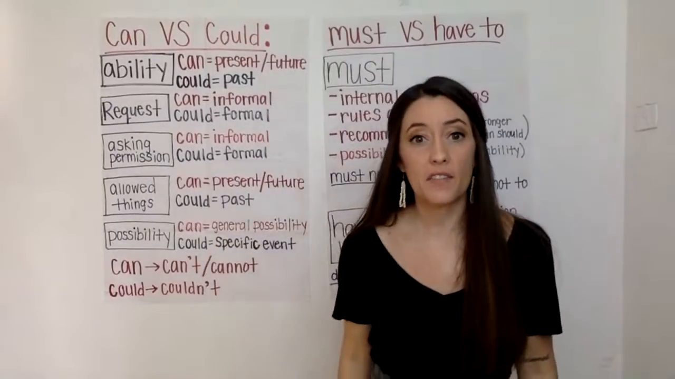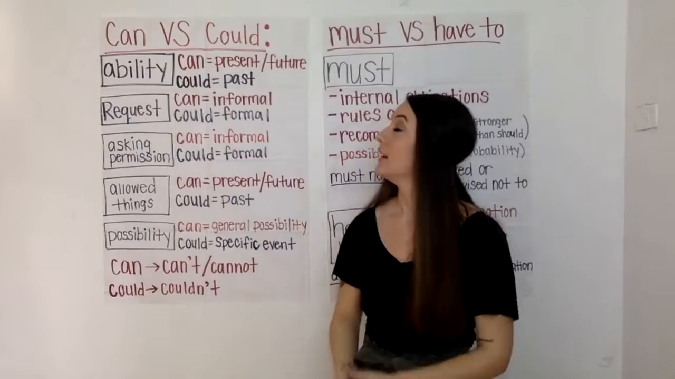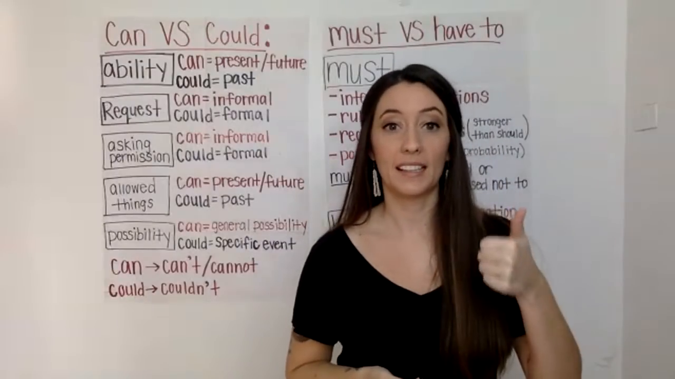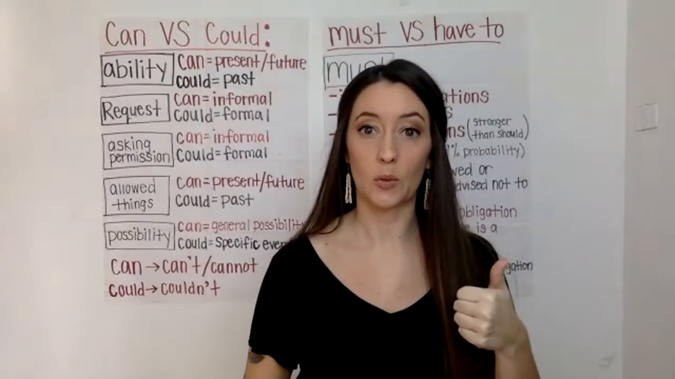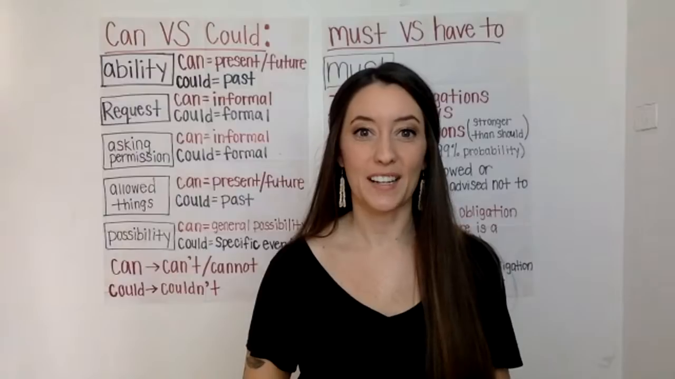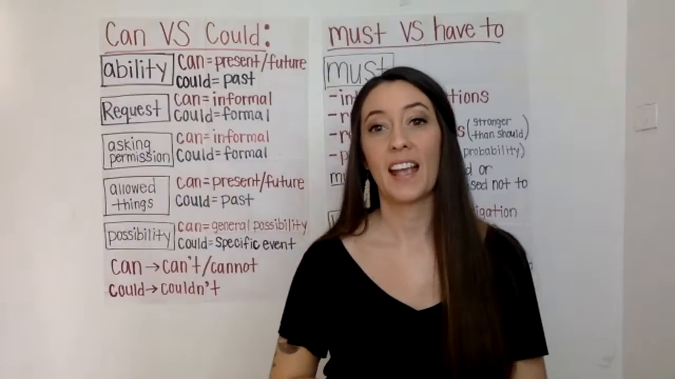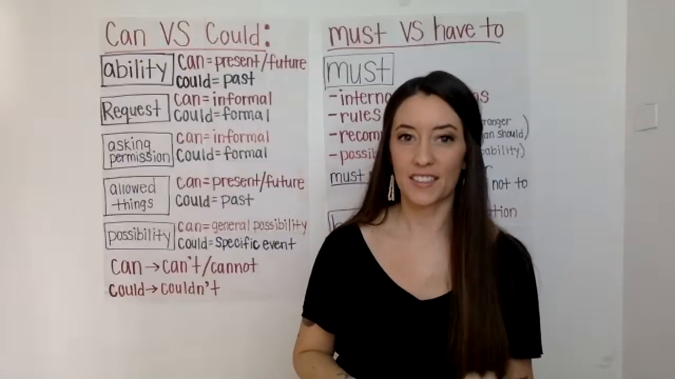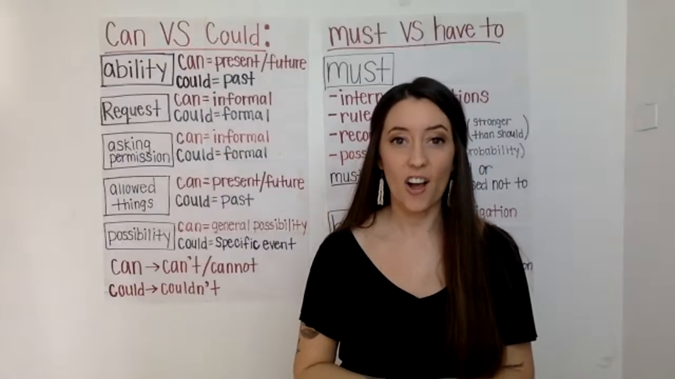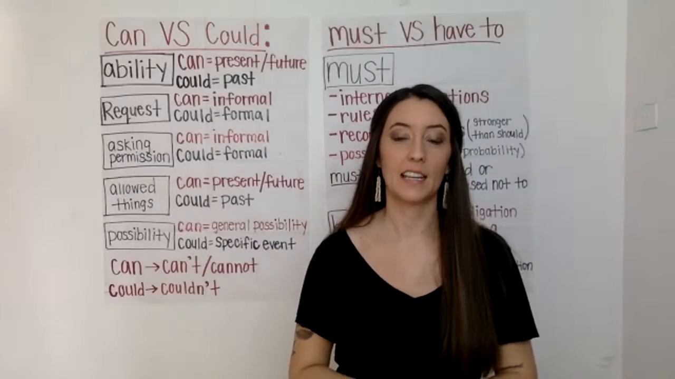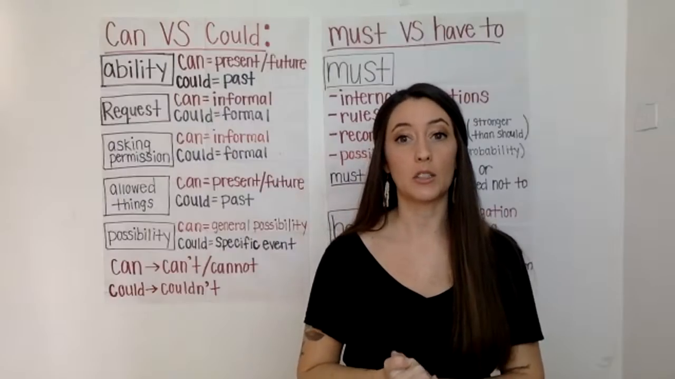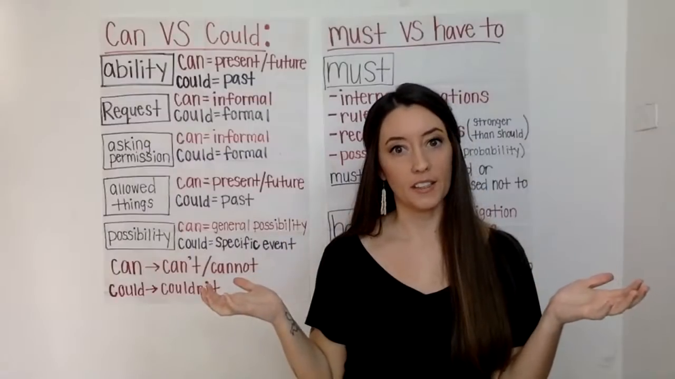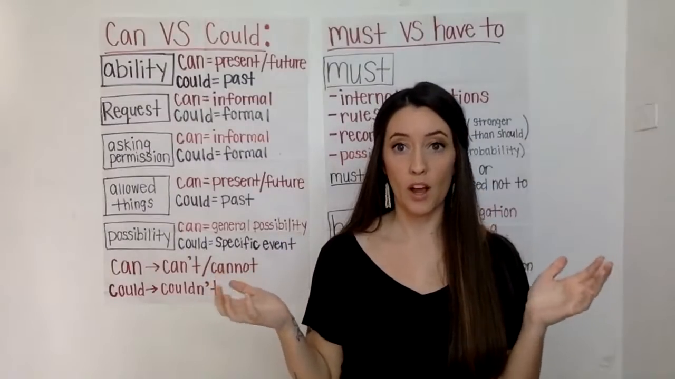Okay, so can versus could. We use can and could to talk about abilities, things that we can do, to make a request to someone, asking for permission, allowed things, and also possibilities. So can and could can be used for all five of these things. Now, what's the difference? How do we know when to use which one?